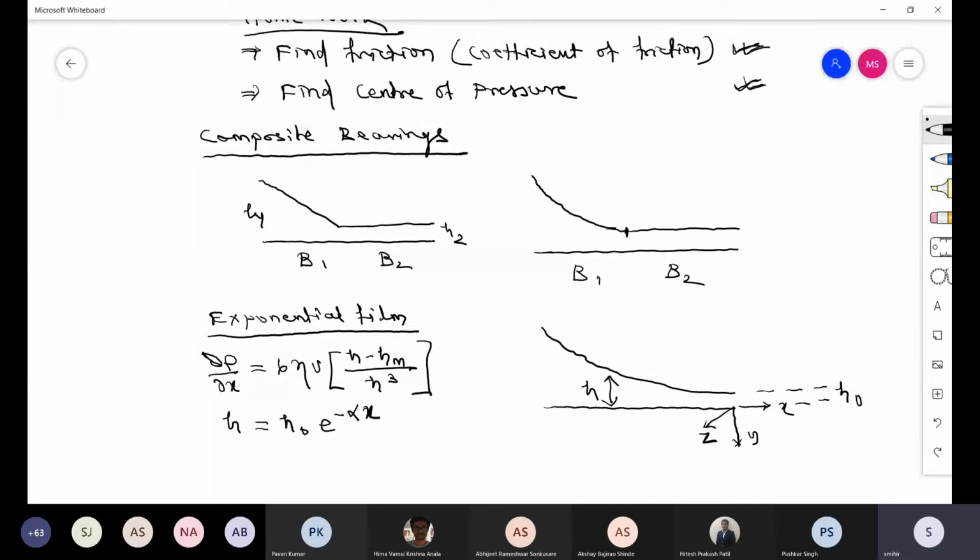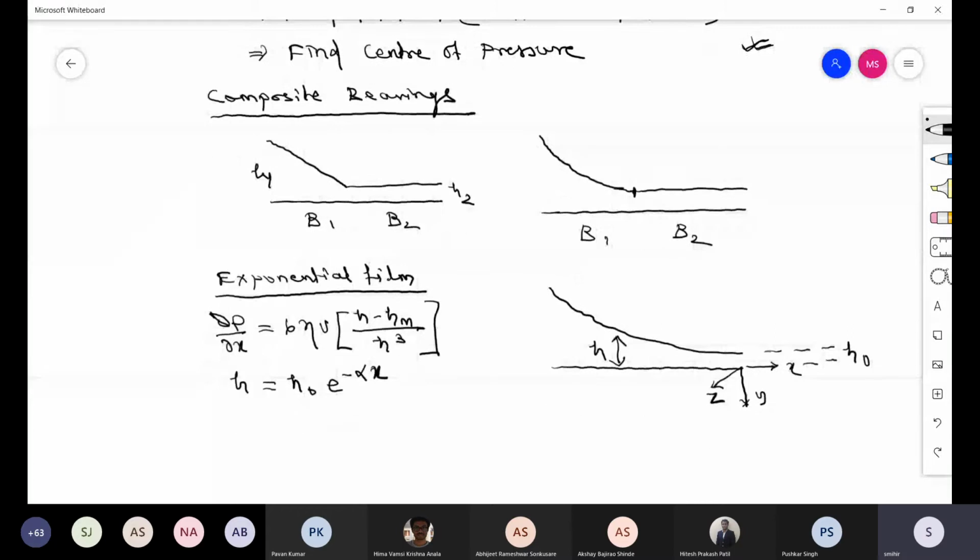You have taken the coordinate system to the right, therefore minus alpha x. So HM equals H0 e to the power minus alpha xm, where xm is a point measured from the origin at which H equals HM. At x equal to xm, H equals HM, which implies that del P upon del X equals 0.